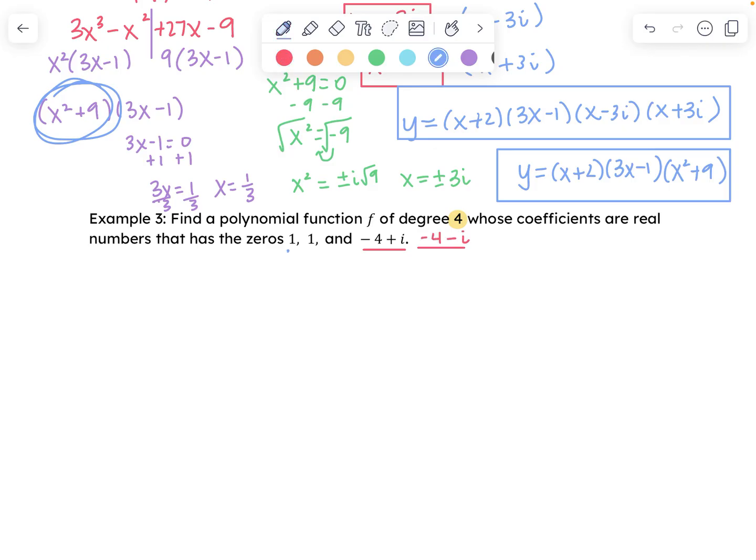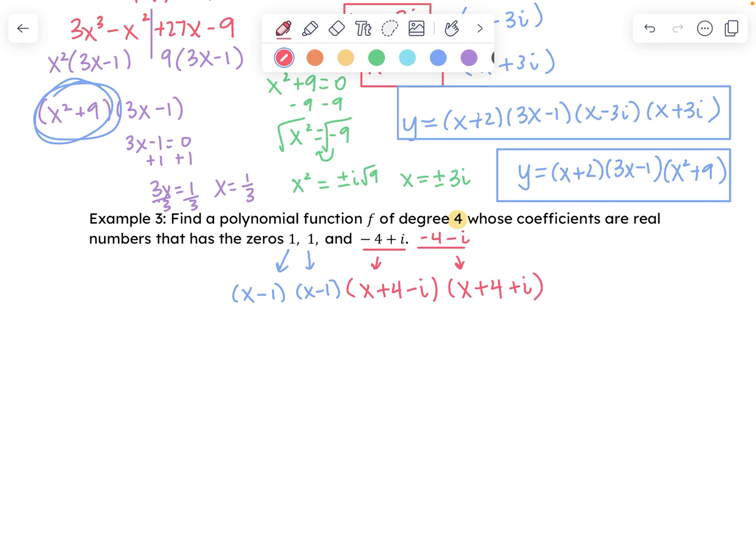So if I have 1, I know that it's going to be x minus 1. Right here is also going to give me x minus 1. Now, when I come to these, I'm going to do the same thing. When we have our 1, we just flip the sign and make it minus 1. So if I have negative 4 plus i, I'm going to do x. Instead of negative 4, it's going to be plus 4. Instead of plus i, it's going to be minus i. And for this one, same thing. Instead of negative 4, it's going to be plus 4. And instead of minus i, negative i, it's going to be plus i.